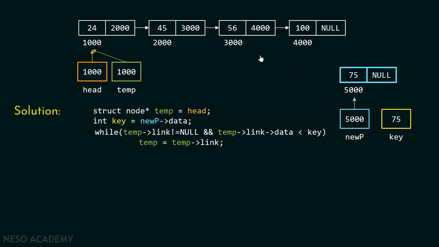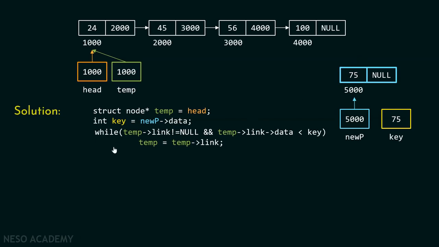We know that 75 is greater than 56, so we will not place this node before this node. That is clear. After this, we will compare this key value with this value. We can see that 75 is less than 100. If 75 is less than 100, then this is the place. This is the place where we can put this node.